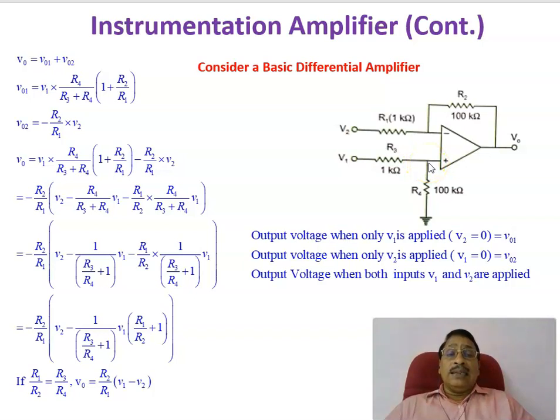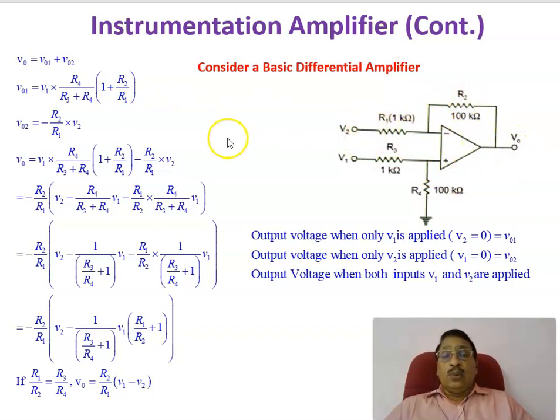And then it is a non-inverting amplifier. The output will become whatever voltage is at the input, that is V1 divided by R3 plus R4 into R4, and that voltage is multiplied by 1 plus R2 by R1. That is the non-inverting amplifier equation. Whatever the voltage coming here, that into 1 plus R2 by R1, it is the output voltage.